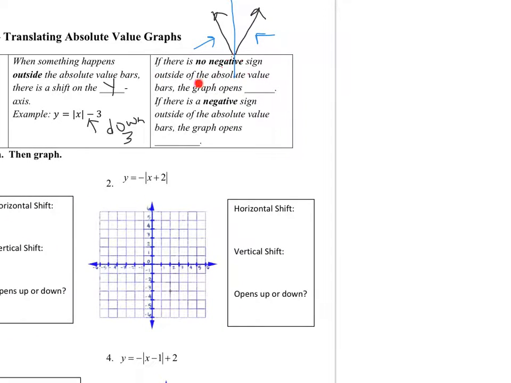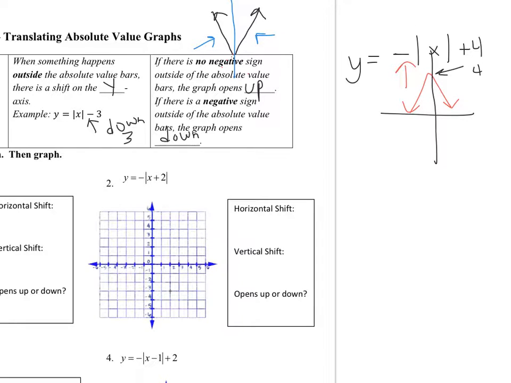If there is no negative sign outside the absolute value bars, the graph opens up. But if there is a negative sign outside the absolute value bars, the graph opens down. So for example, if you have y equals the opposite of the absolute value of x plus 4, this opposite symbol means it's going to open down, and this constant plus 4 on the outside of the absolute value means that the y-intercept is at 4. So that's going to be your general shape.